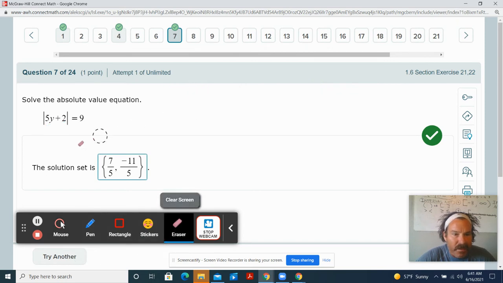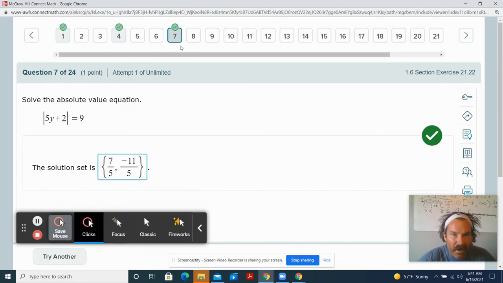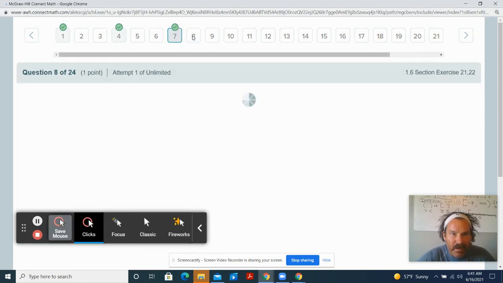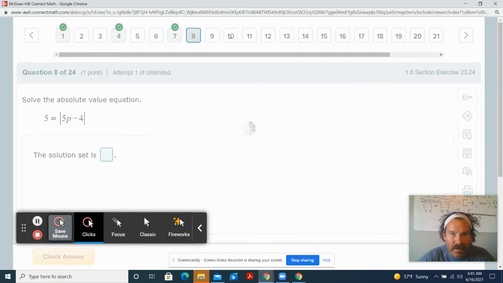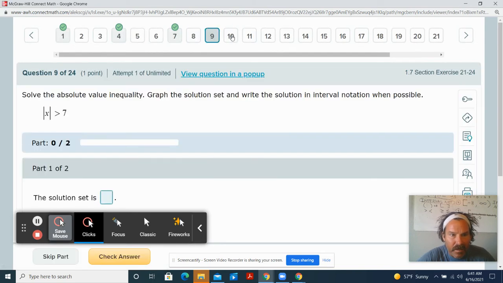Okay. So next we're going to talk about absolute value inequalities. Let's see. Okay, so here's an absolute value inequality. And when you have an inequality sign, we're still talking about distance, right? We're still talking about distance from zero.